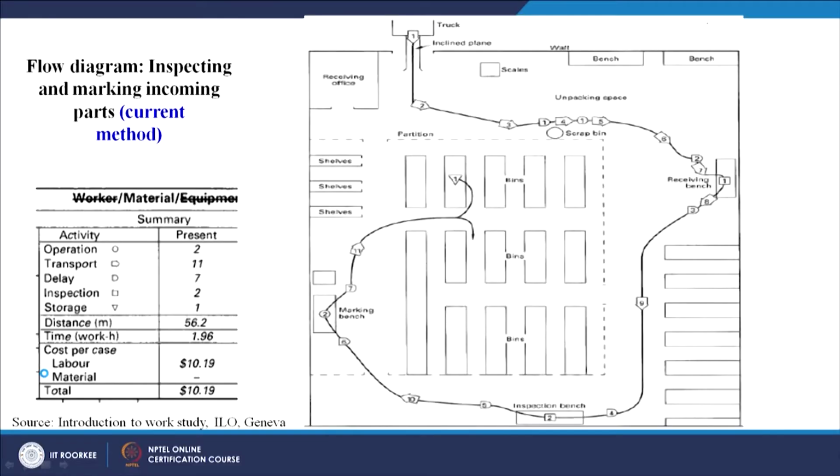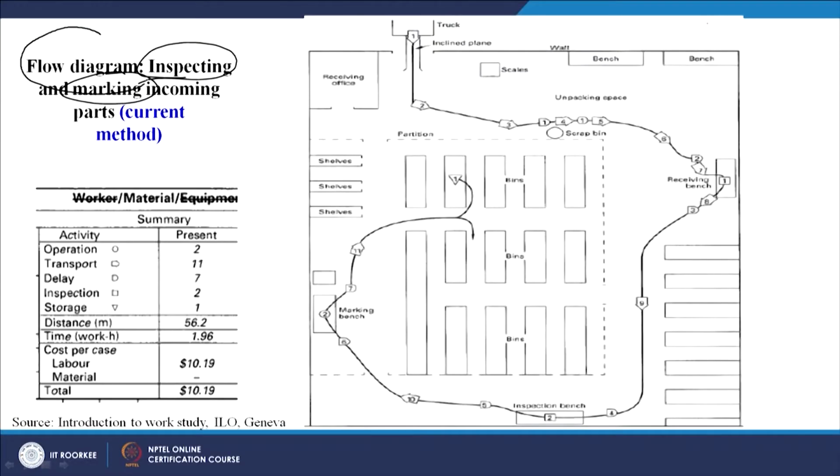So we have shown the diagrams also just to depict how the work is happening, but a flow process chart is slightly different, a slightly different representation from the flow diagram. Let us now quickly see. This diagram we have seen earlier also. This is the current method of doing the inspection and marking. Already in this week we have seen this diagram. Now at that point of time we have not studied flow diagrams, we were studying flow process charts. So from this diagram we will construct a flow process chart.